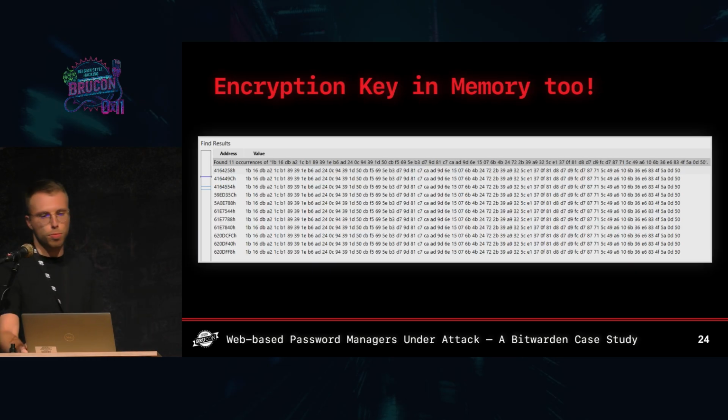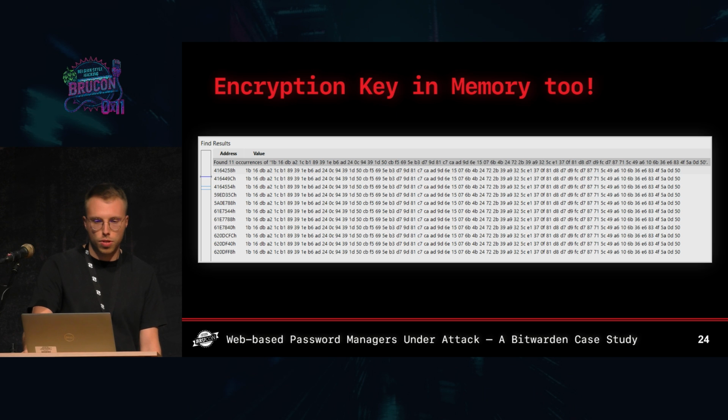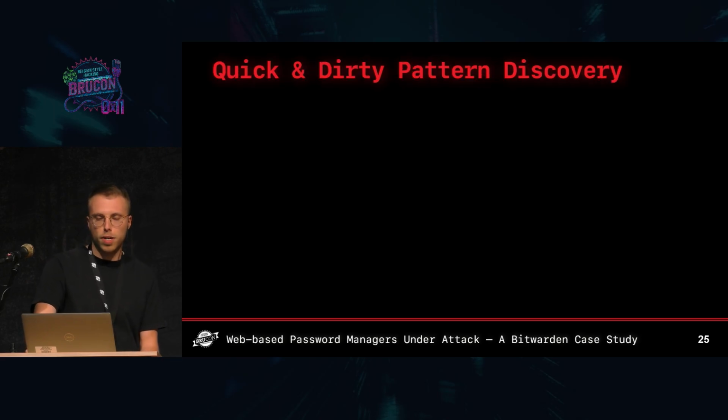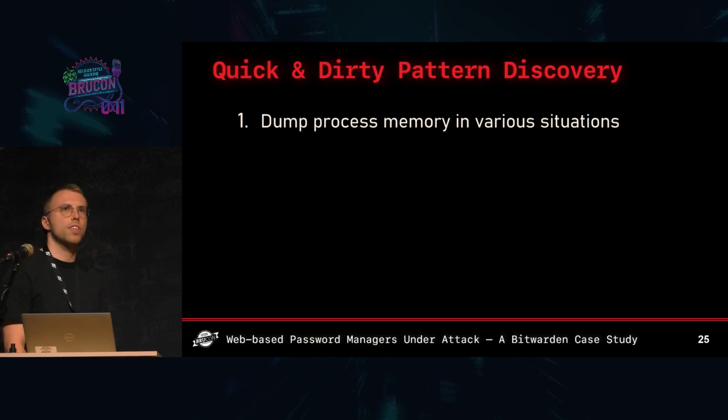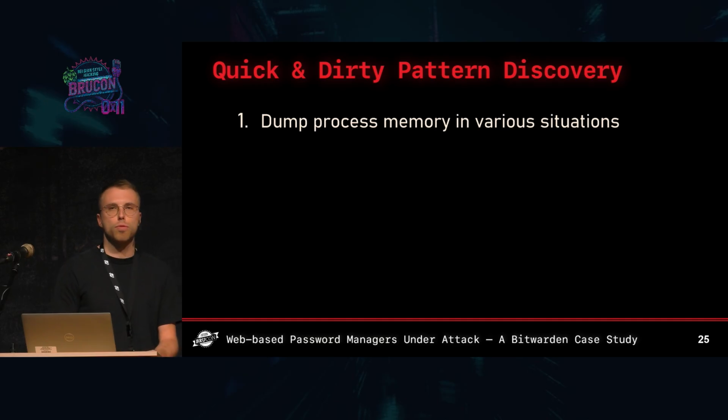So here it's just a procdump, and I just run a quick search on it with a known encryption key that I had, so I saw that there were occurrences. And let's try to discover a pattern for it. To make my quick and dirty pattern discovery, what I did is that I started by dumping process memory in various situations. So for example, different versions of Windows, different Bitwarden databases, different Chrome versions, and so on.